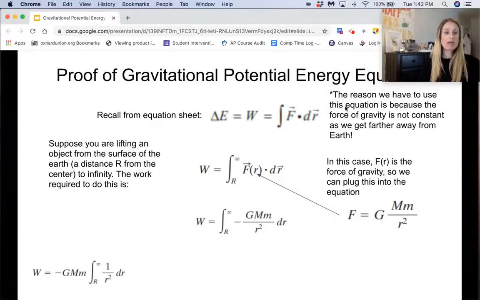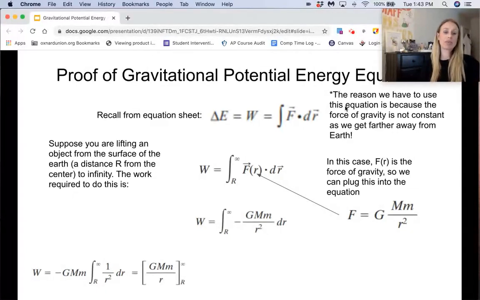Now here we can factor out that big G times the mass of the Earth times the mass of the object, because those are all constants. And so what we end up getting is the integral of 1 over r squared dr. So 1 over r squared is just r to the negative 2 power. So we add 1 to that exponent, which becomes negative 1, and then we have to divide by that negative 1. So we get a negative r to the negative 1, which is a negative 1 over r. So the negatives cancel out, and we end up getting GMm over r.